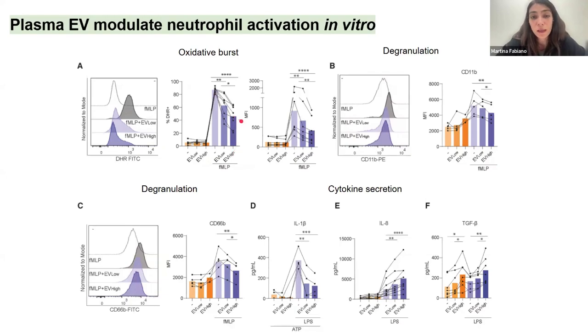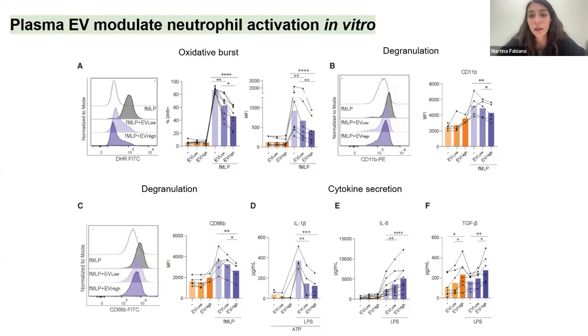As well, as you can see in the next panel, the neutrophils that secreted reactive oxygen species but were treated with extracellular vesicles secreted them in a lower amount. So fewer neutrophils produce reactive oxygen species, and they did it in a lower amount.